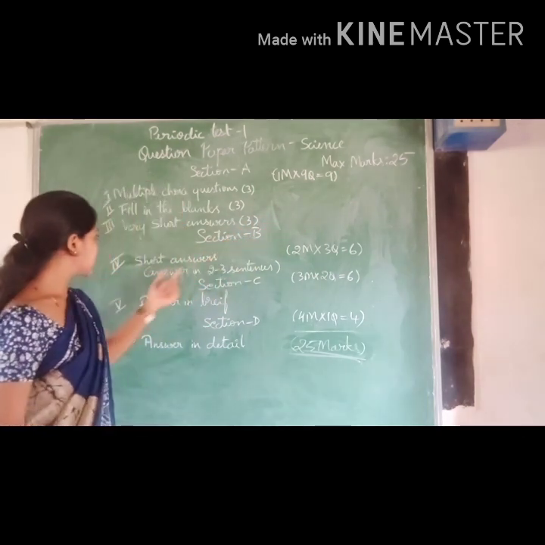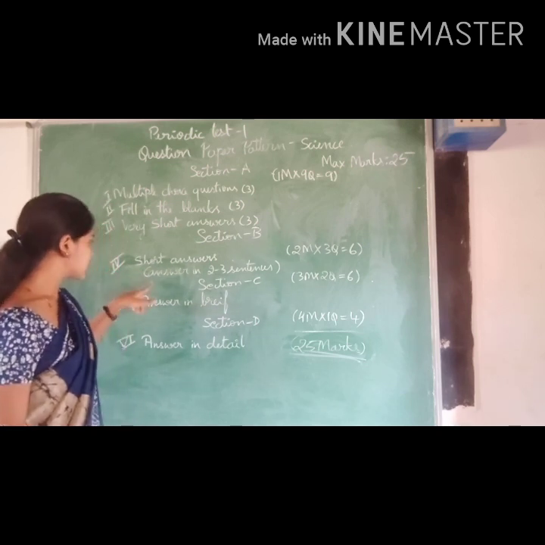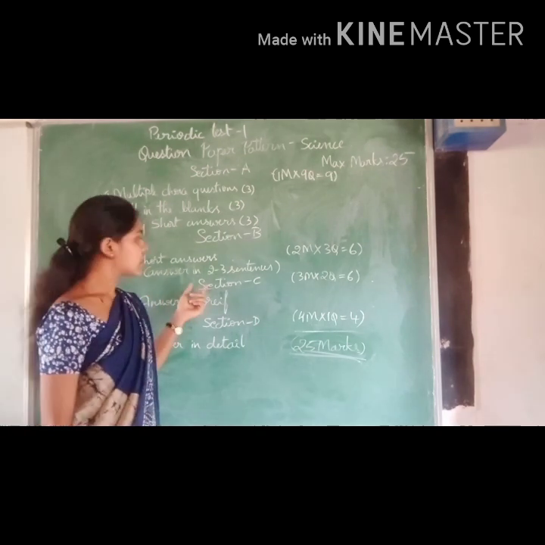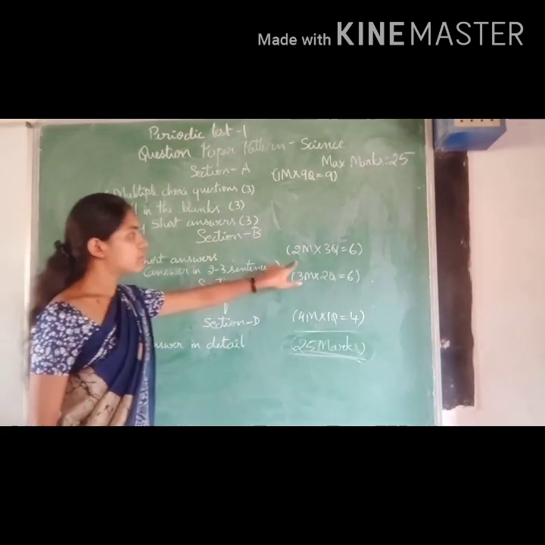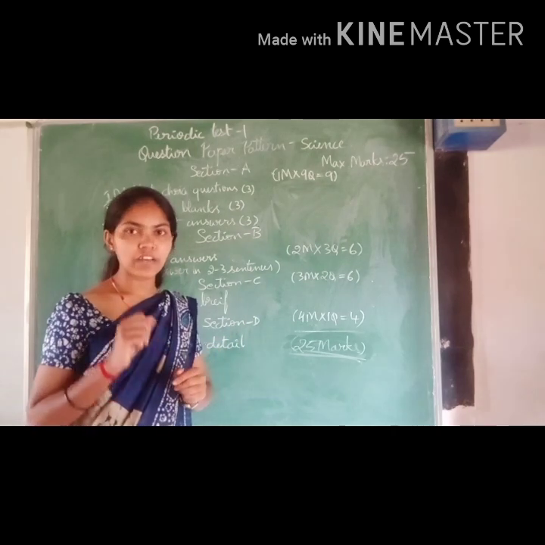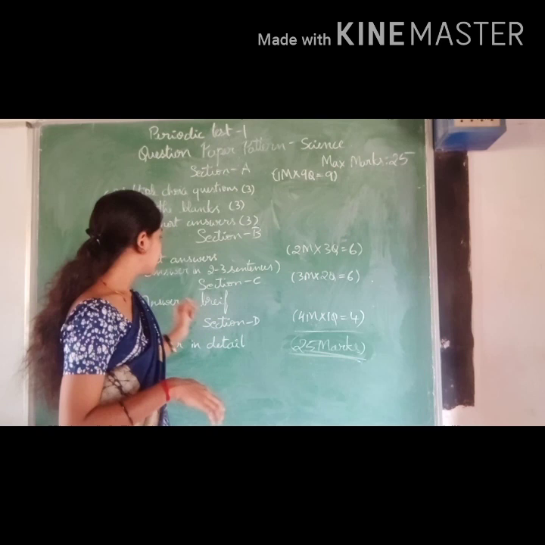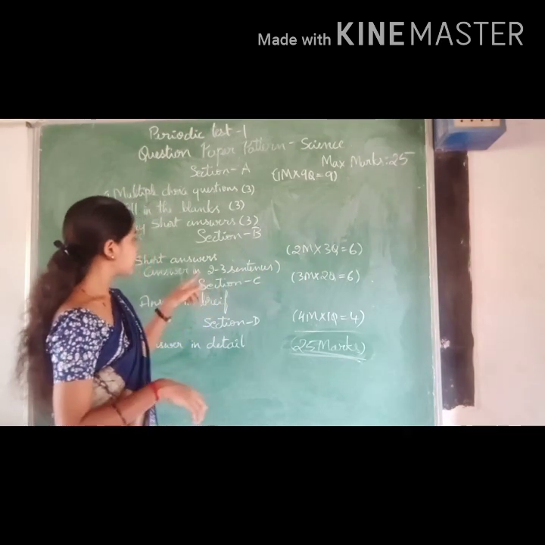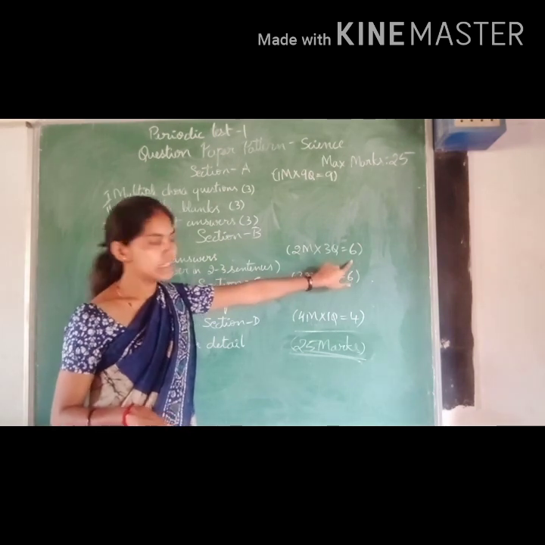Then in section B we are giving the short answers. Short answer questions, you have to answer in 2 or 3 sentences, maximum 3 sentences. So for 2 mark questions, if they ask for 2 points, write only 2 points, not more than that. Then we are giving 3 questions, 2 marks each, total 6 marks.